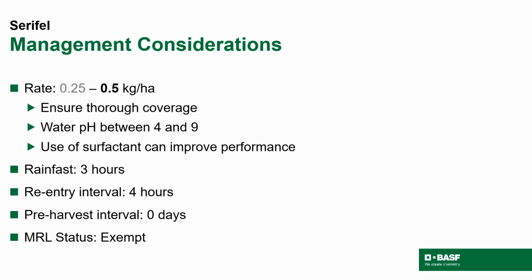So as I said before, rain fast is 3 hours. Your re-entry interval is only 4 hours with the biological, and the pre-harvest interval is 0 days, of course. And also the added bonus is it's exempt from MRL status because there's no residues.